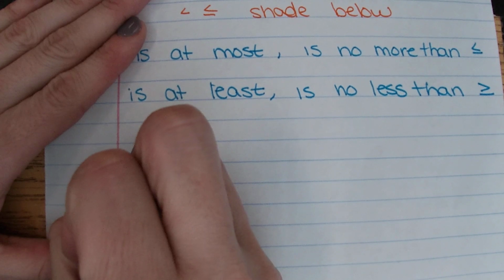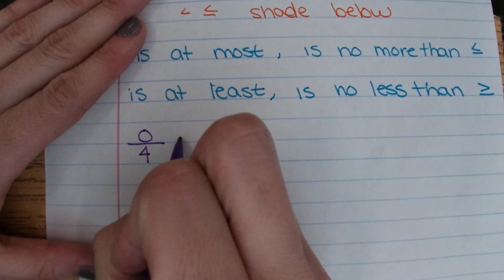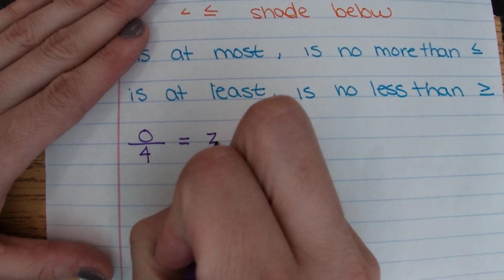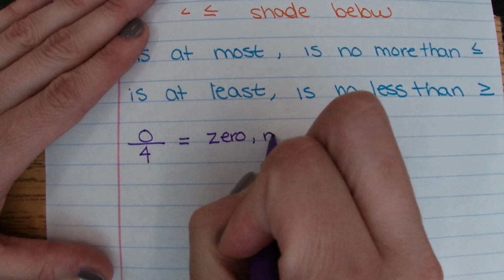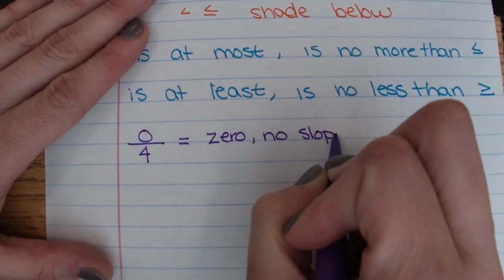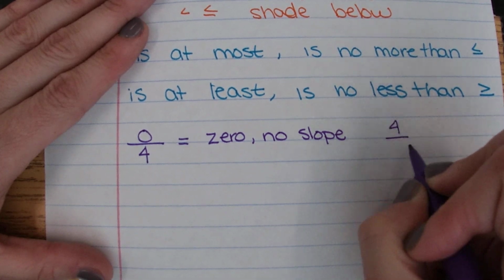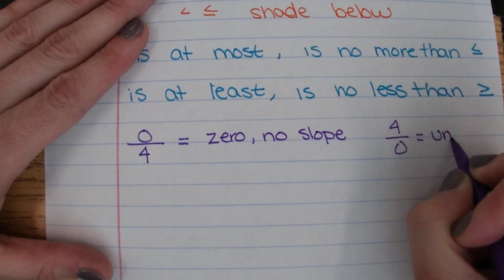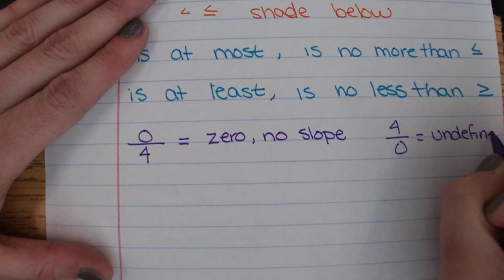If we are finding slope and we get something like 0 over 4, 0 on top is our 0 slope or no slope. Okay, if it's the reverse and we get 0 on bottom, that is our undefined slope.